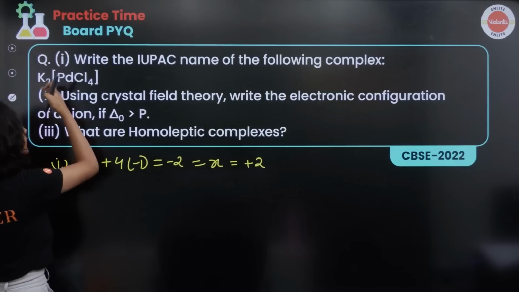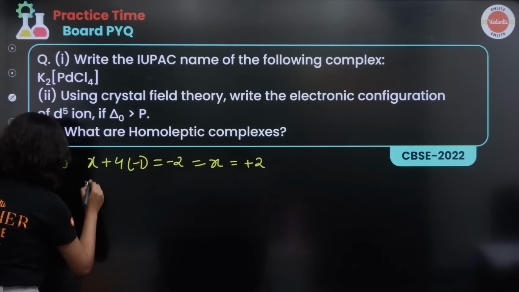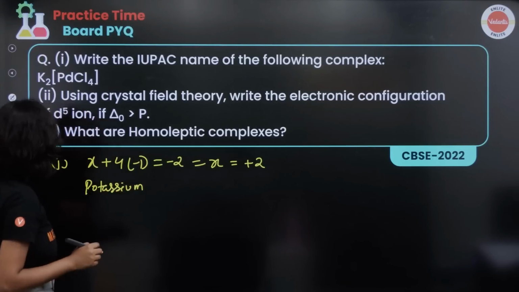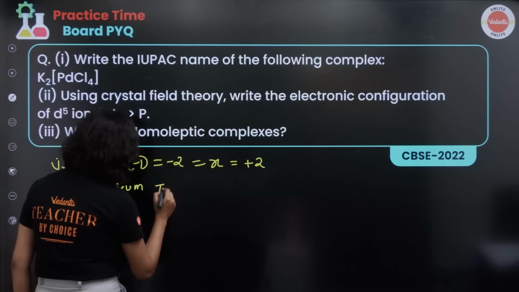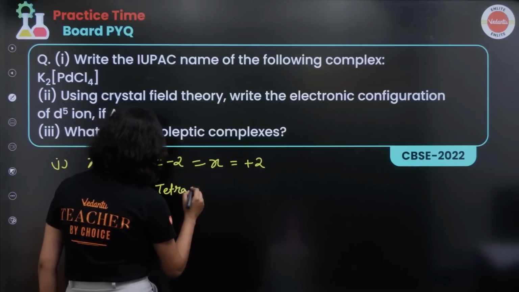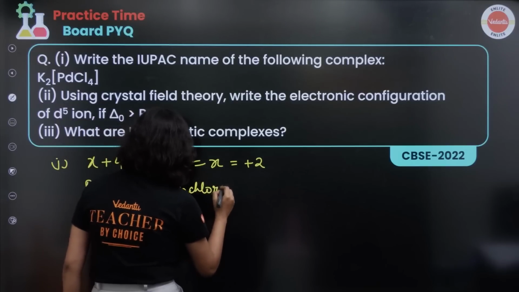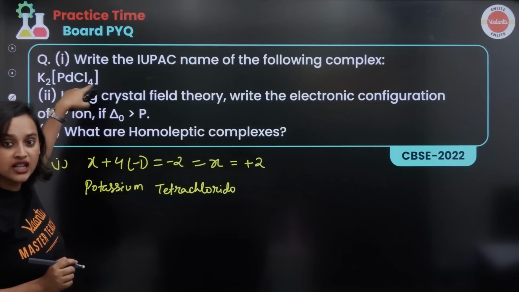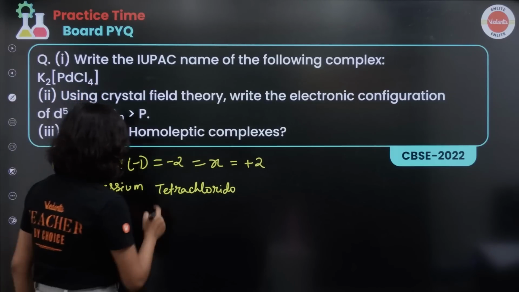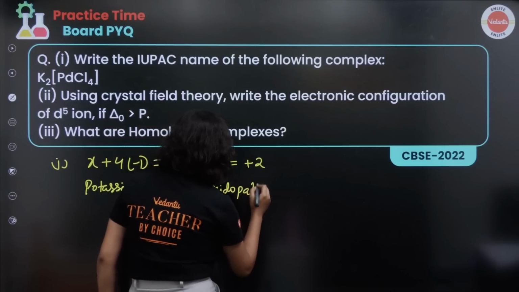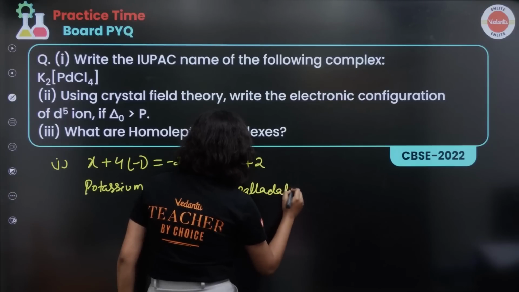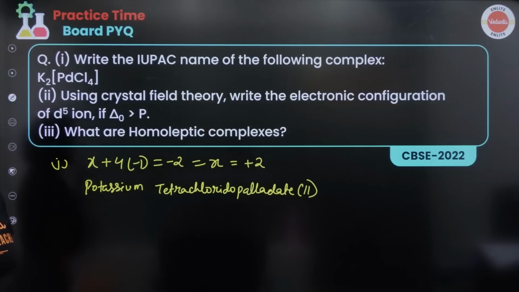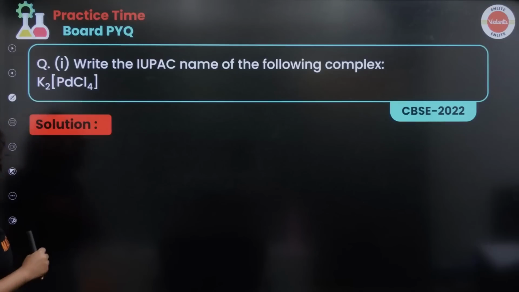Now, let's write down the name. First we will write the cation. The cation is potassium. Then we write tetrachlorido. This is the anion part; the coordination complex itself is the anion part. So, tetrachlorido palladate, and then within brackets this. That's it, that is your answer. Okay, now let's go to the next question.